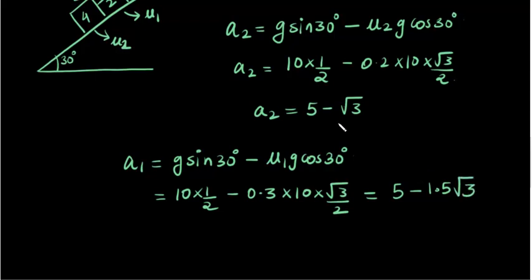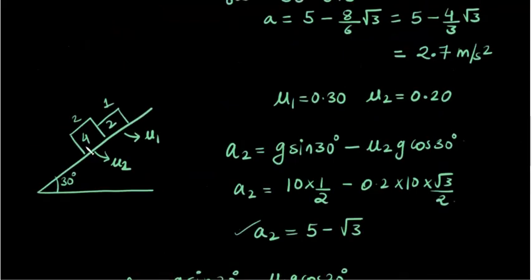Now from here you can see that this one, A2, is greater than A1. A2 is greater than A1, that means this 4 kg block's acceleration is more than the 2 kg block. So these two blocks will not move together. So they will move separately. Now you have to find out the 2 kg block's acceleration separately.